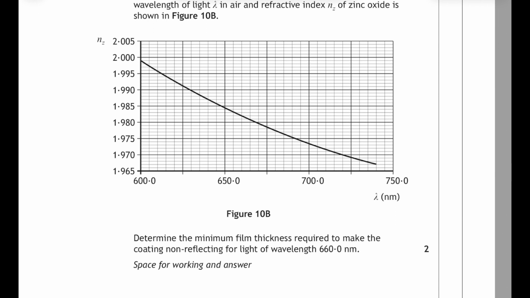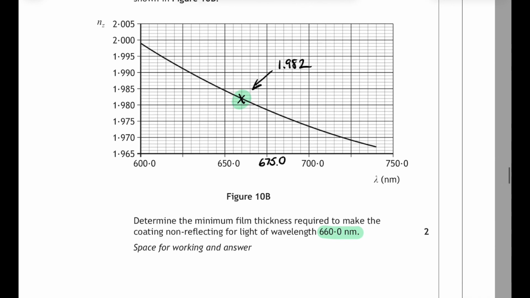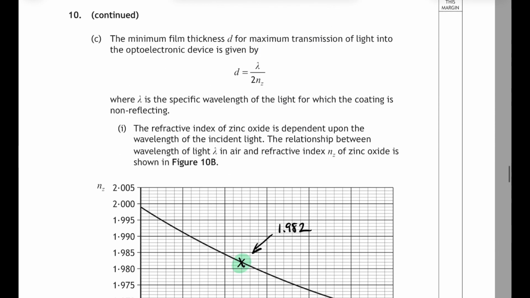And we've to determine the minimum film thickness required to make the coating non-reflecting for light of wavelength 660.0 nanometers. That's to 4 significant figures. Now if we look at the graph, it's quite a tricky scale here, because between 650 and 700 you've got 675.0. So 660 will be 2 boxes to the right of 650. There it is, and that corresponds to a refractive index of 1.982. And that is what we're going to have to pop into that relationship at the top of the page.